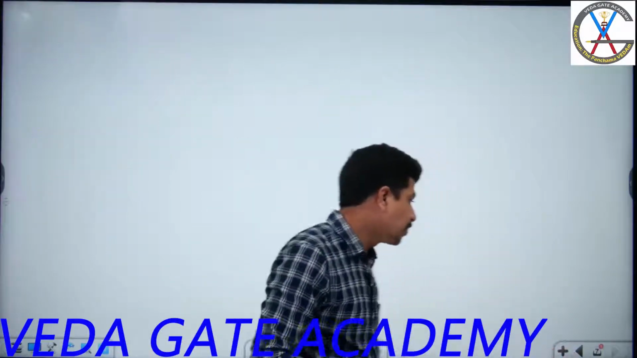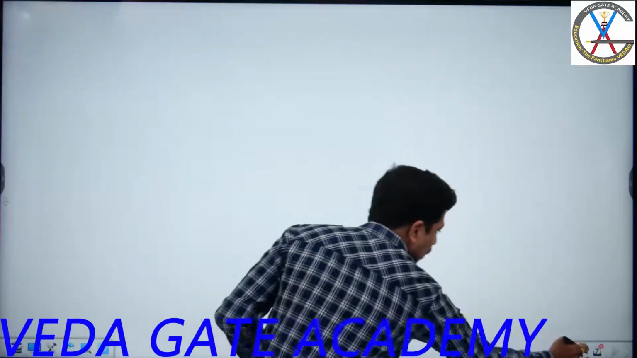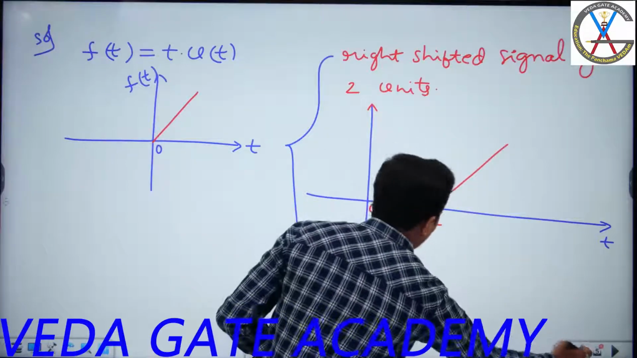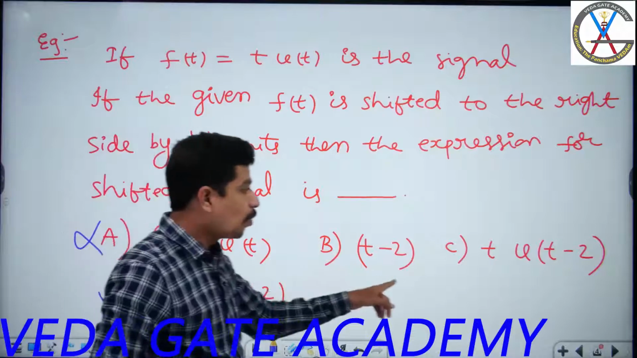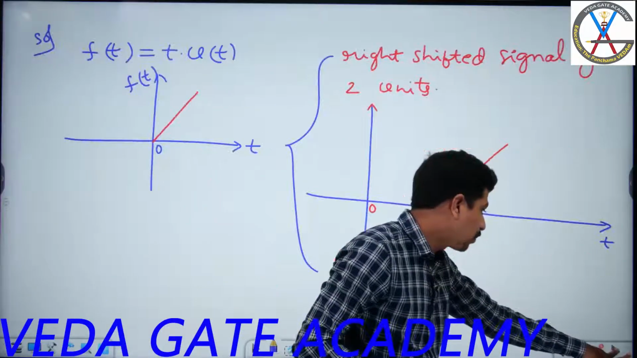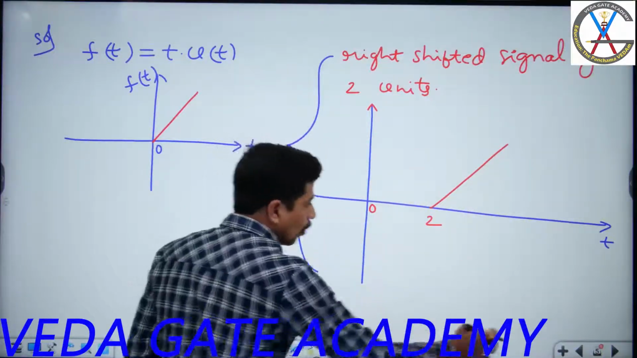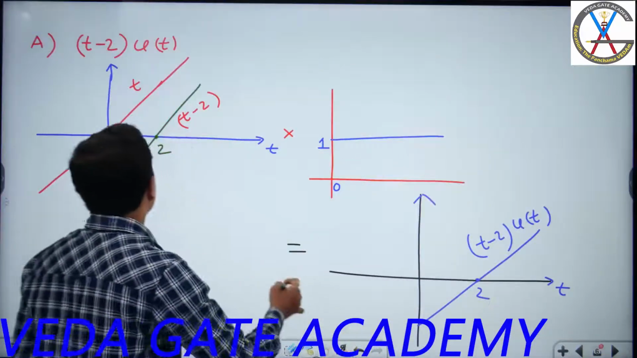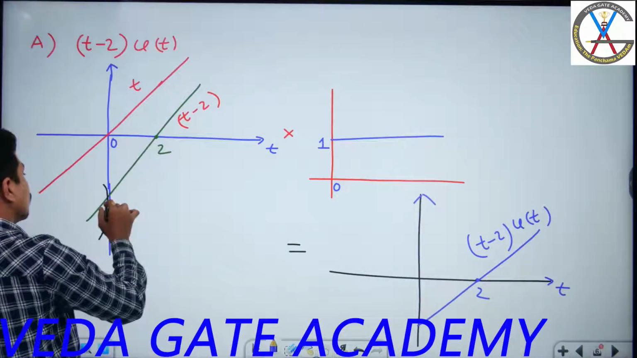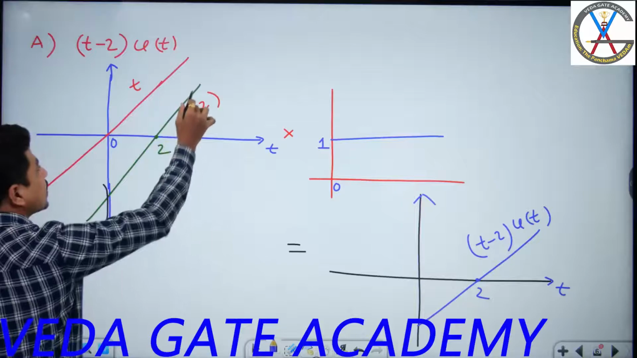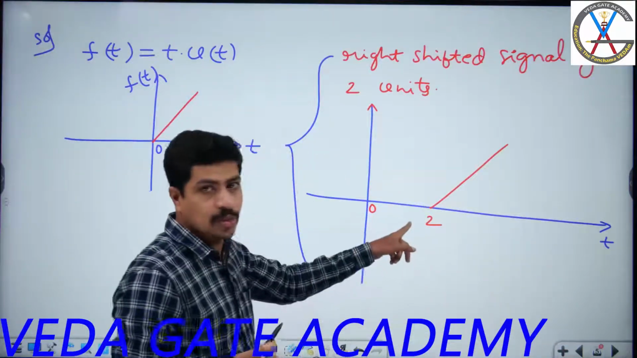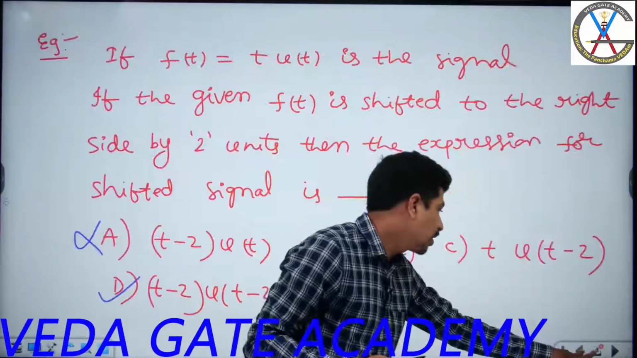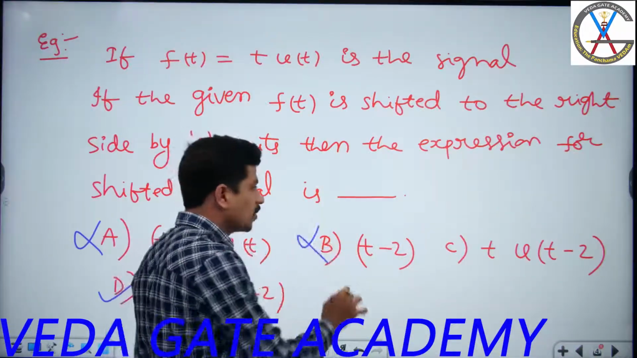Let's go for option B. What is option B? Option B is only T minus 2. That is also wrong, and we can prove it directly. Look at this, this is T minus 2. Is this the same as the answer we got graphically? No. Option B is also wrong. T minus 2 is wrong.